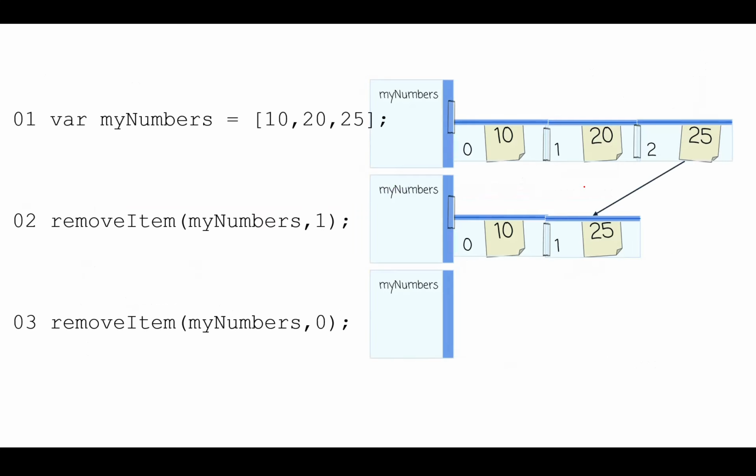So right here, I have an array called my numbers, 10, 20, 25. I removed whoever is in spot 1 or index 1. So that means the 20 got kicked out. Do you notice the 25 scooted down and became the new spot 1 because he has to move down. If I remove index 0, that means 10 is going to get kicked off, but 25 needs to scoot down. He becomes the new index 0 now.